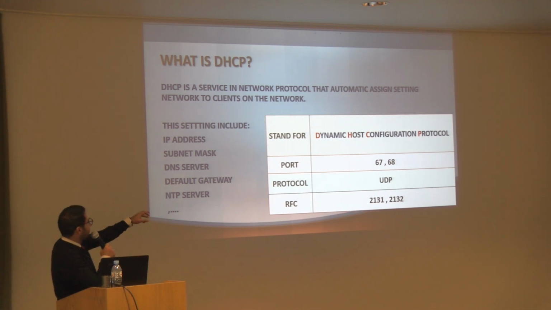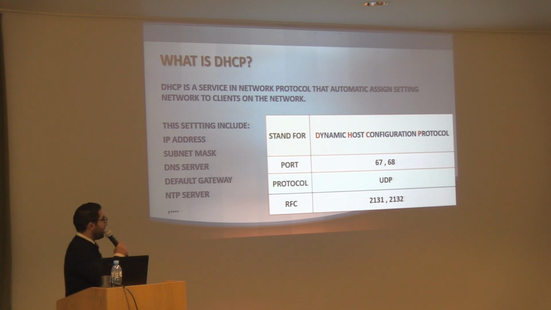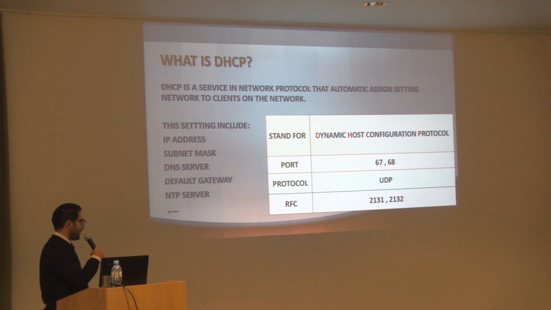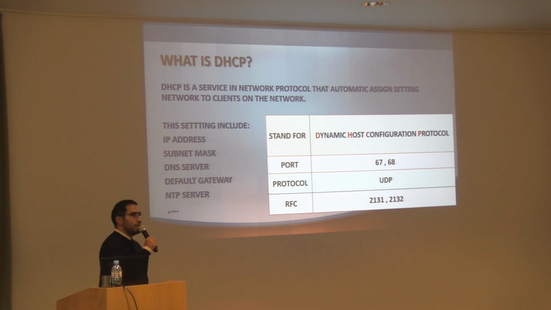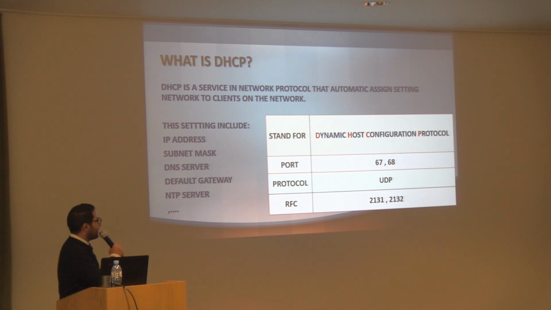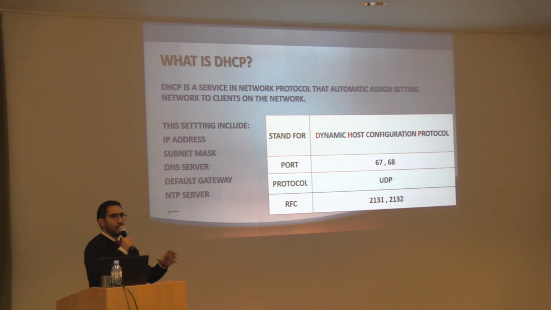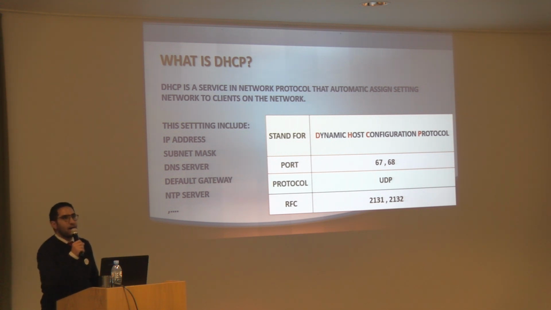According to this slide, DHCP uses well-known UDP port 67 for the DHCP server and 68 for the DHCP client. The RFC number for DHCP is 2131, and for DHCP options it is 2132. The advantage of DHCP is its support for large networks.